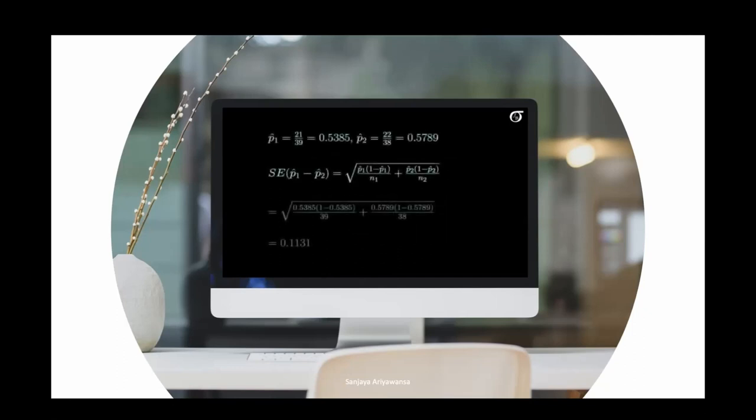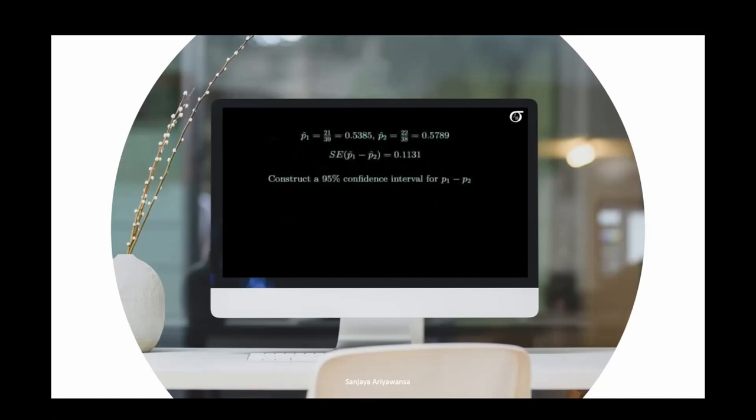Here are the sample proportions and the formula for the standard error. If we substitute in the values of p1 hat, p2 hat, n1 and n2, we end up with a standard error of 0.1131. I'm displaying all of the values to 4 decimal places, but if you're doing the calculations by hand, you should carry many decimal places throughout the calculations. Even better, leave the sample proportions as fractions in the calculations. That way you don't need to worry about rounding error.